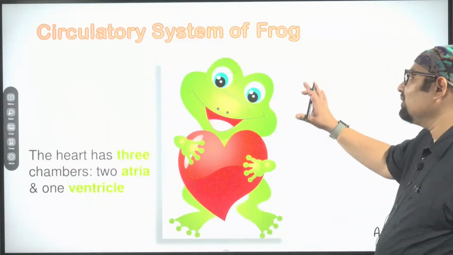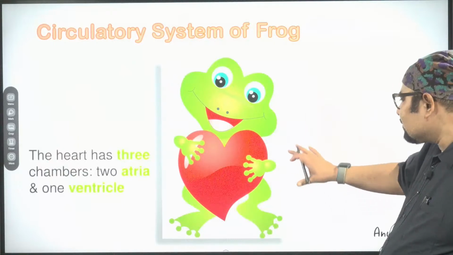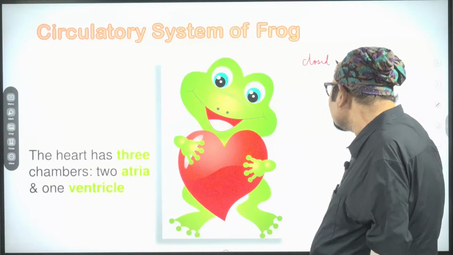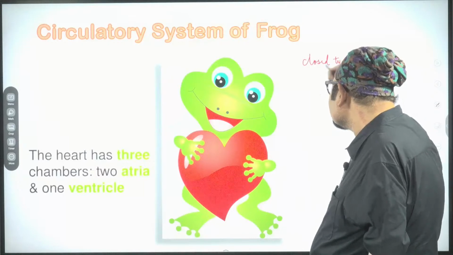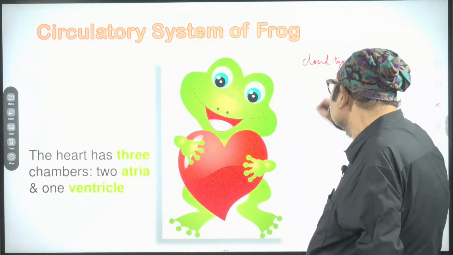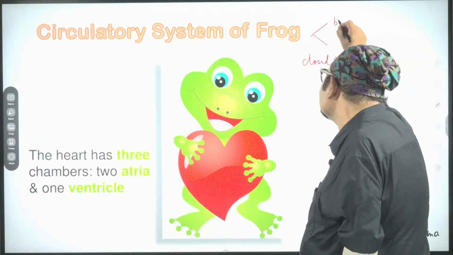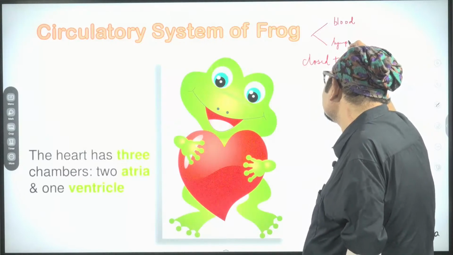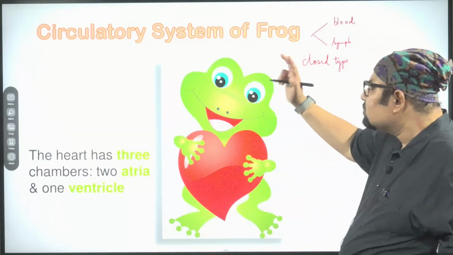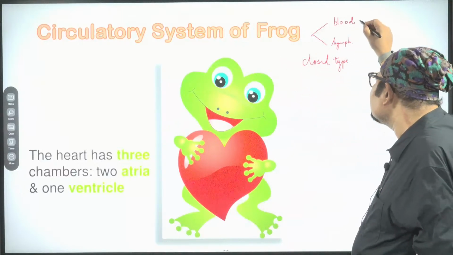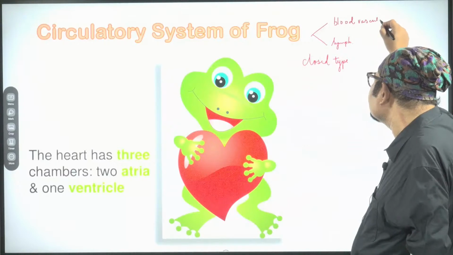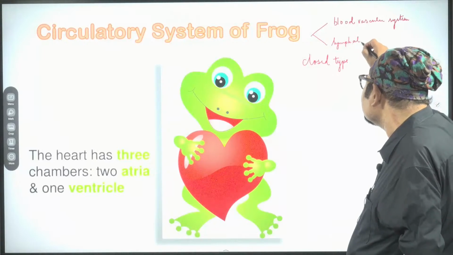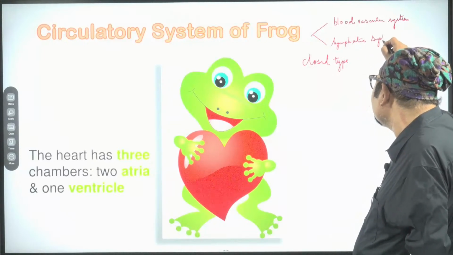Now let us talk about the circulatory system of frog. The circulatory system of frog is, number one, closed type. There are two circulations acting here: one is the blood vascular system, blood circulation, and one is the lymphatic system, lymph circulation.